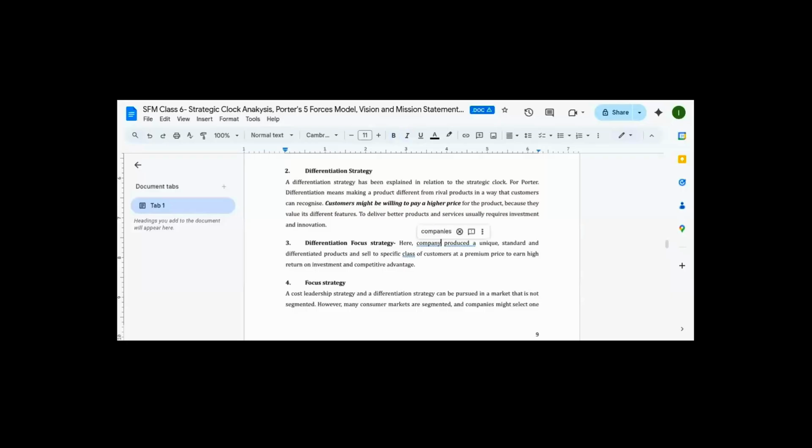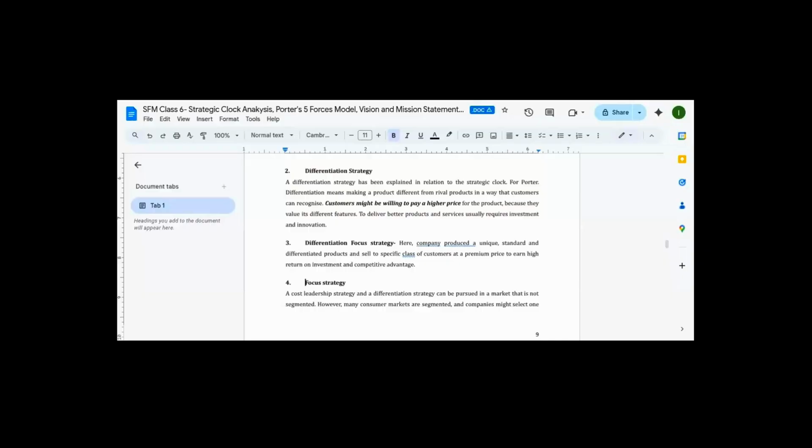So here, a company produces a unique, standard, and differentiated product and sells it to a specific class of customers at a premium price. We have cited examples here. We even used the establishment of a crèche school for physically challenged students. We use first class air flight as an example. It's for a specific class of customers.